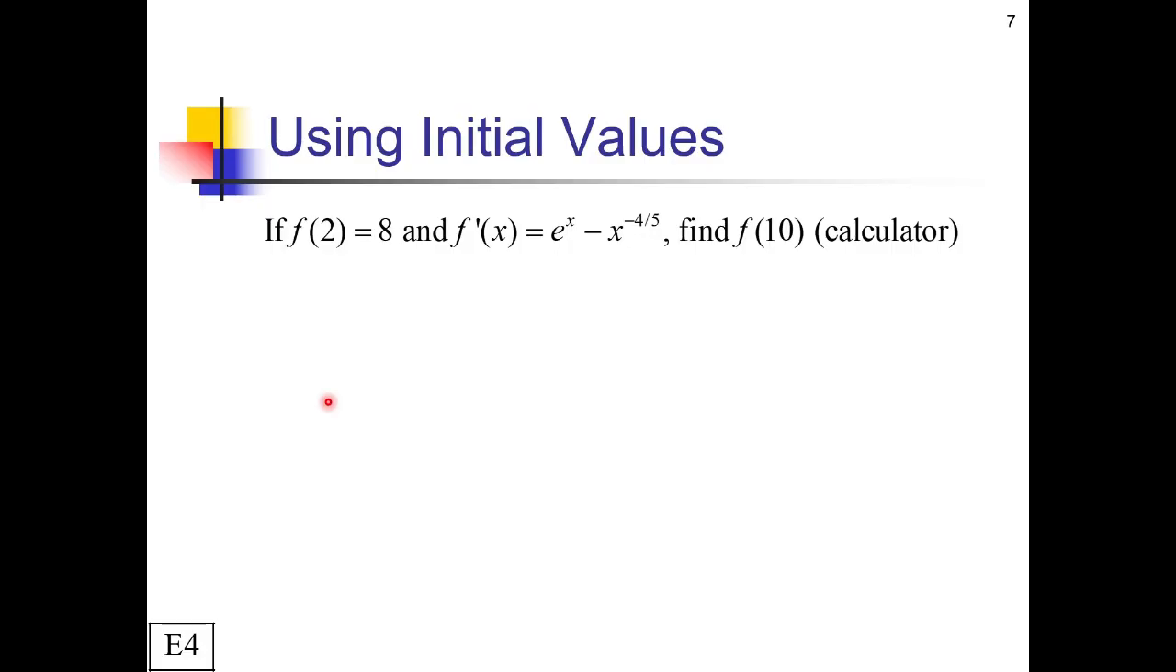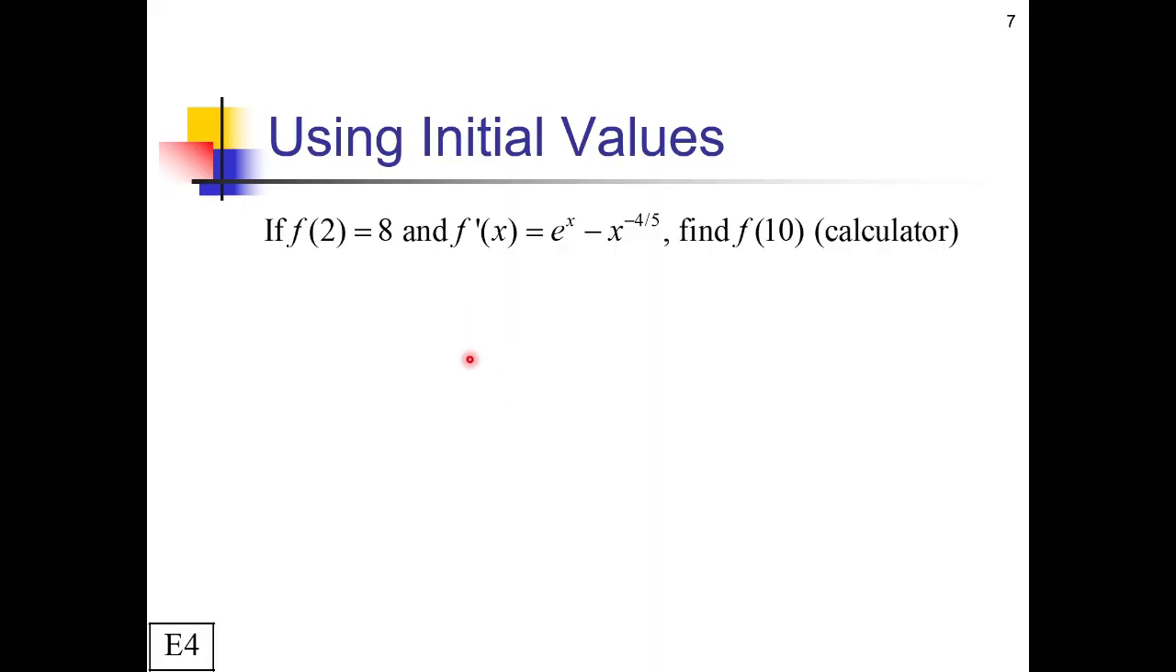So now that we've seen the theory of how you can use a defined function value and the rate of change of a function to find new function values using the fundamental theorem, let's see if we can put that theory into practice. Pause the video and try out this one where they give you the value of f of 2 and the function for f prime, and they want to know f of 10. And again, you can use a calculator for this particular problem.